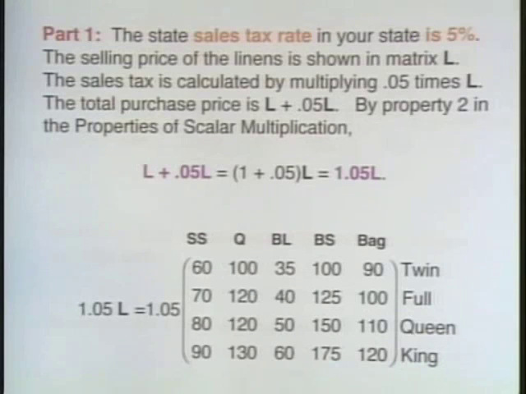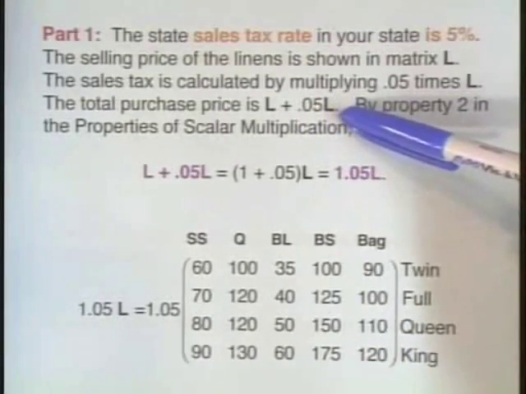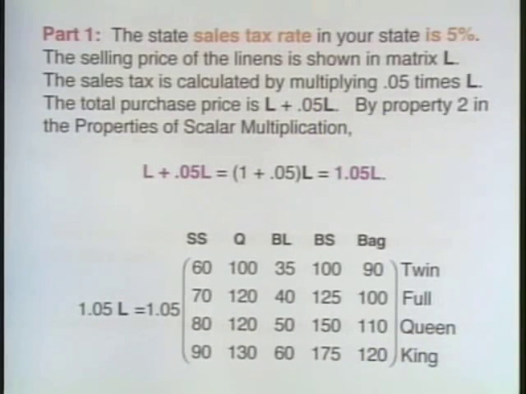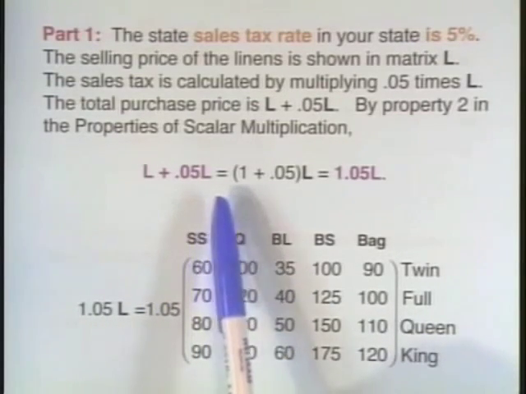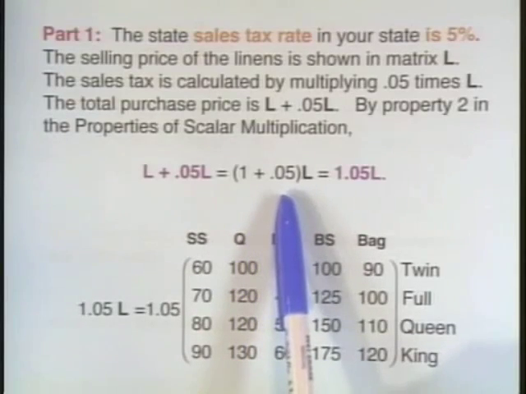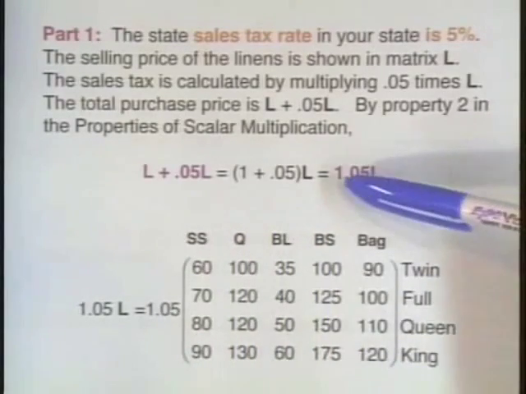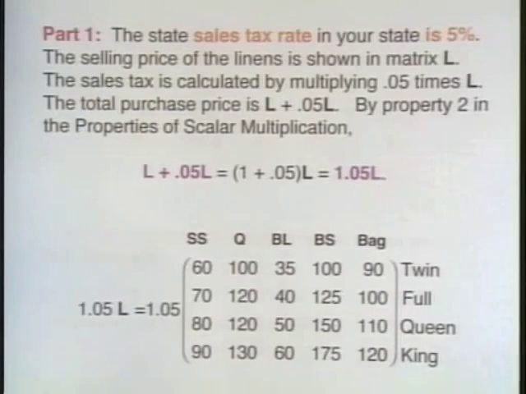Part 1. The state sales tax rate in your state is 5%. The selling price of the linens is shown in matrix L. The sales tax is calculated by multiplying 0.05 times L. The total purchase price is the selling price plus the sales tax, or L plus 0.05 times L. By property 2 and the properties of scalar multiplication, we know L plus 0.05 times L is equal to 1 plus 0.05, that quantity multiplied times L, or 1.05 times L.